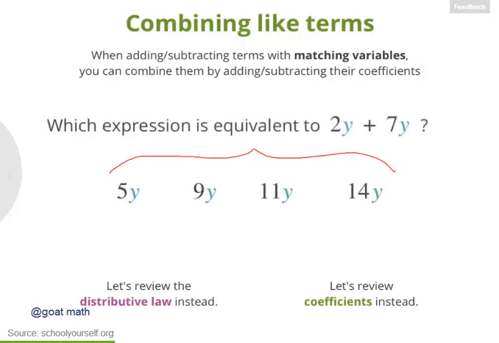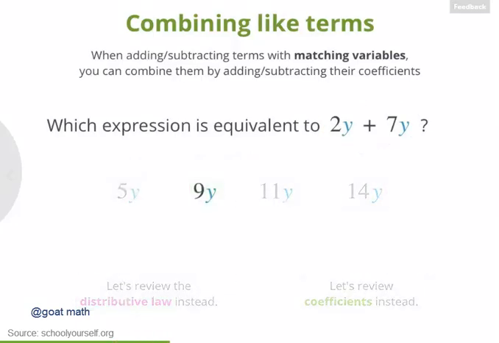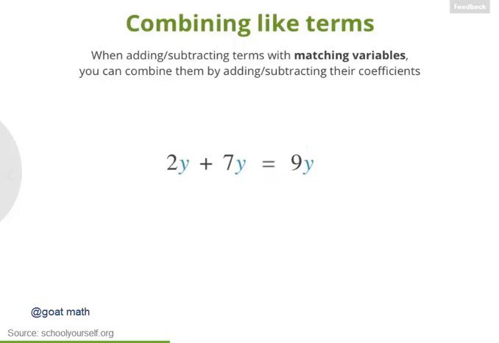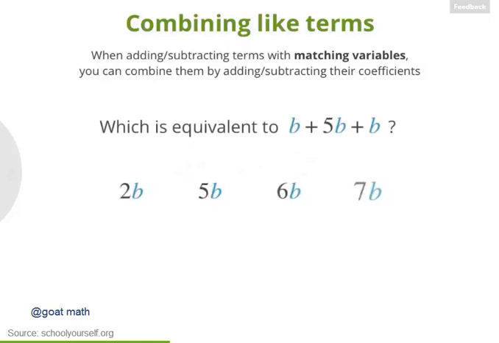Which of these expressions is equal to 2y plus 7y? Excellent! So for any value of y, 2y plus 7y will always equal 9y. Next, take a look at the expression b plus 5b plus b. Which of these is an equivalent expression?